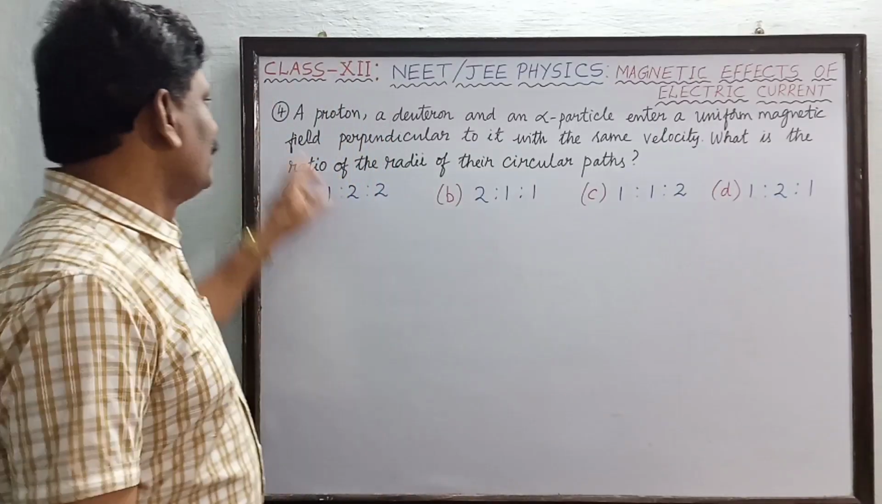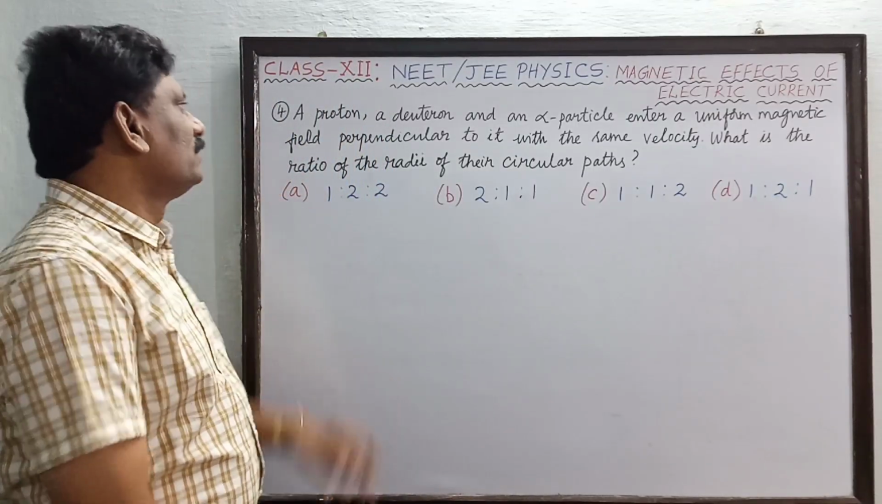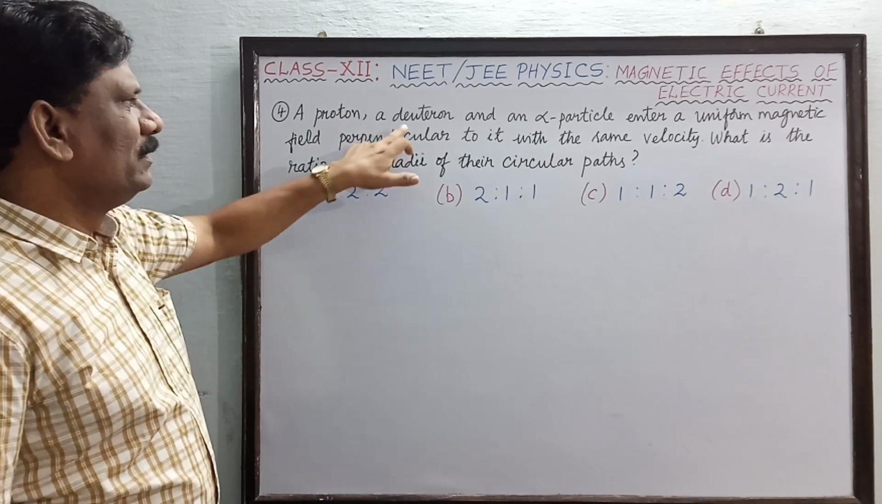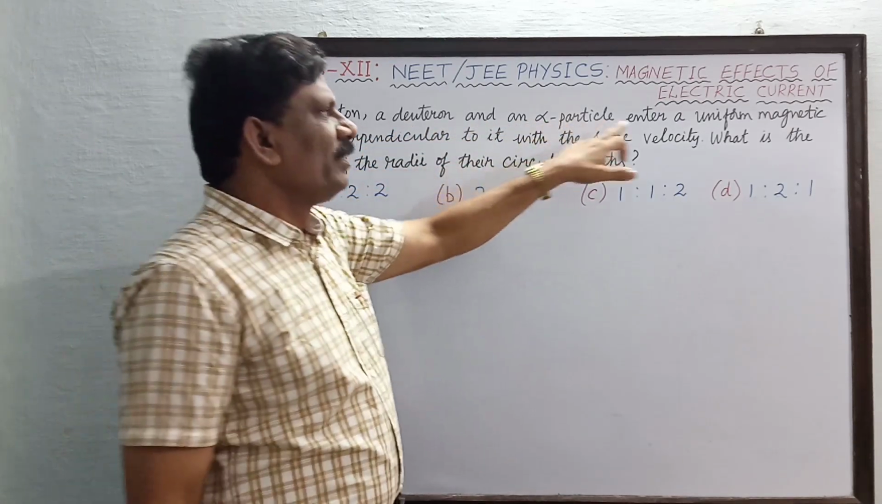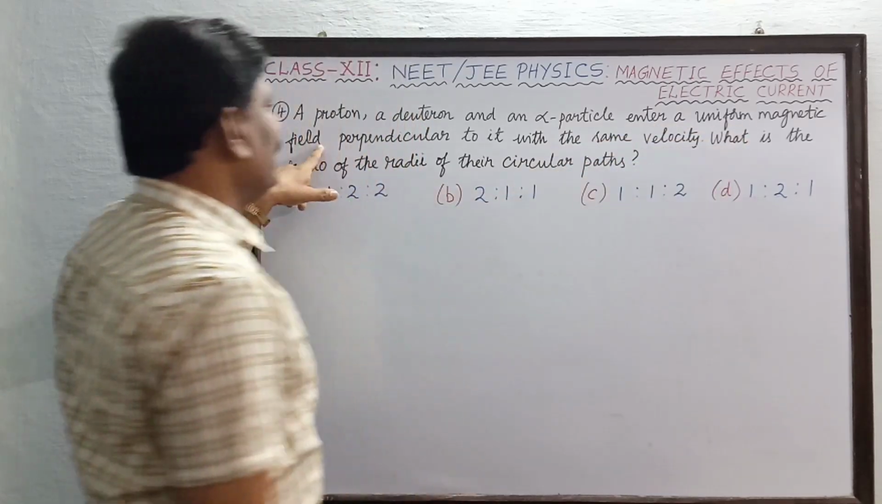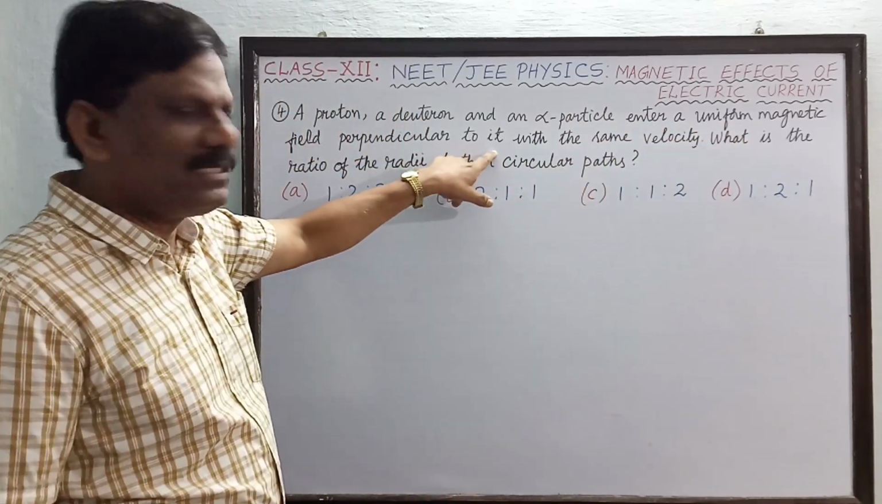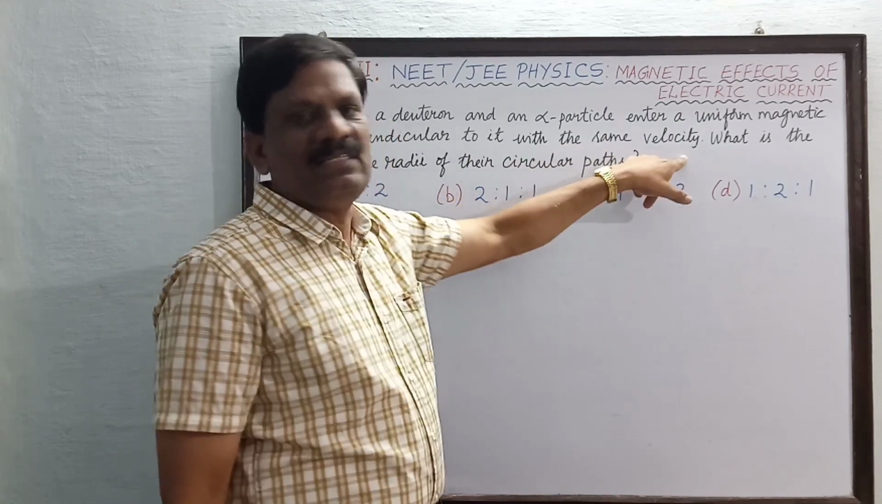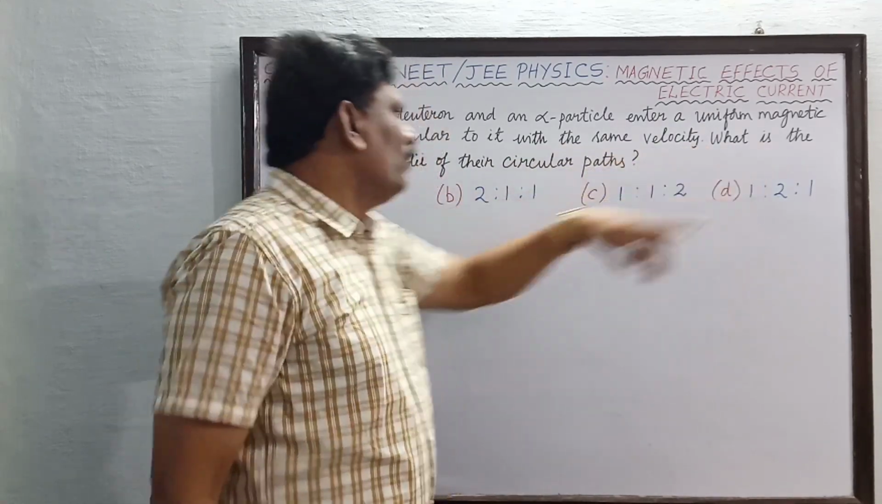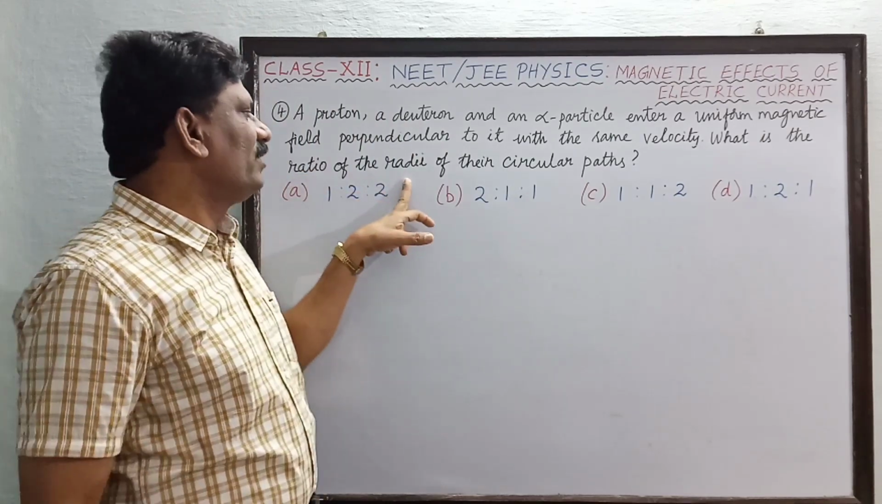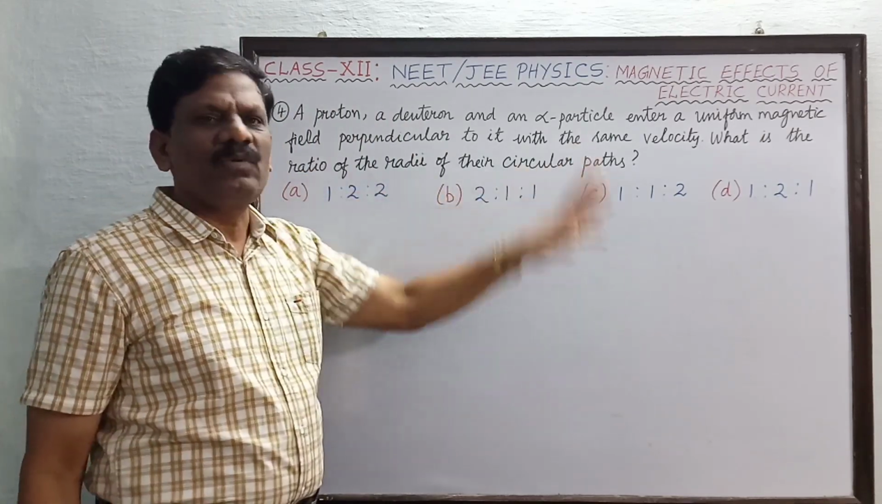Hi students, problem number 4. A proton, a deuteron and an alpha particle enter a uniform magnetic field perpendicular to it with the same velocity. So all of them are entering inside the field with the same velocity. What is the ratio of the radii of their circular paths?